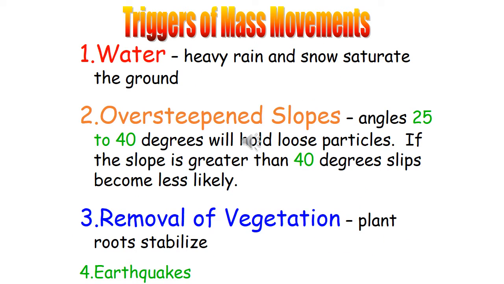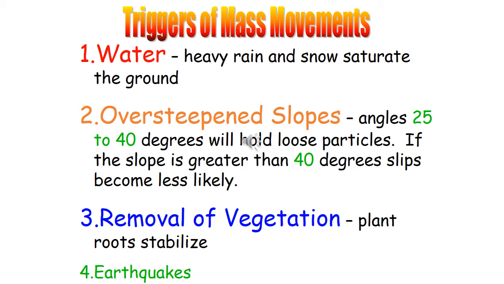There are 4 triggers of mass movements. So the first one is water. The ground must be saturated in most cases, and that loosens the chemical bonds and the physical bonds between the soil particles. And that's accomplished by heavy rain and snow.